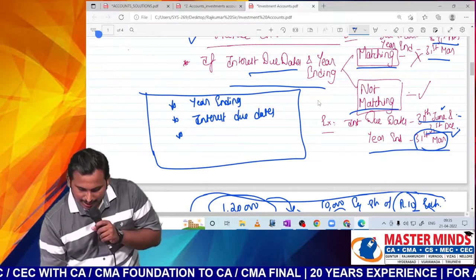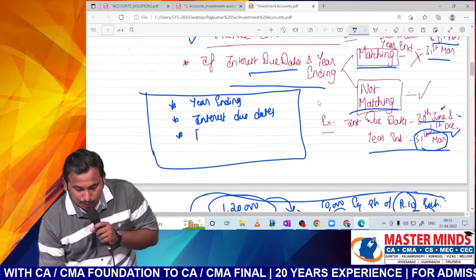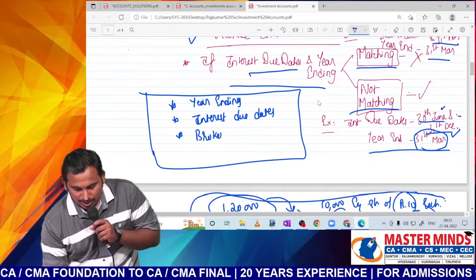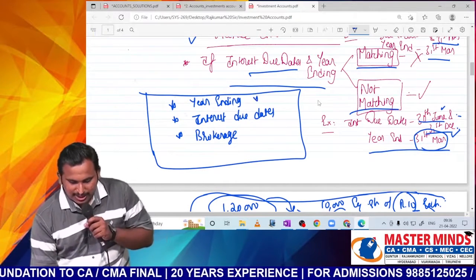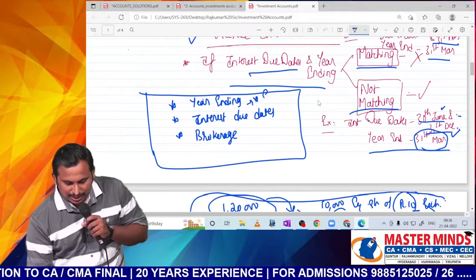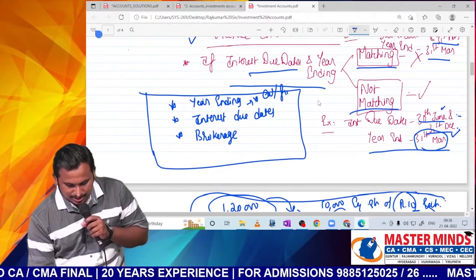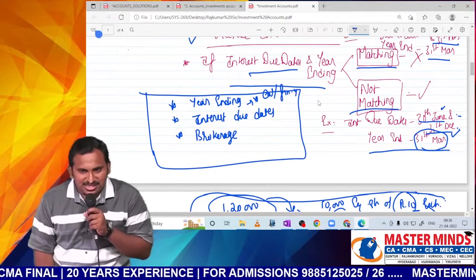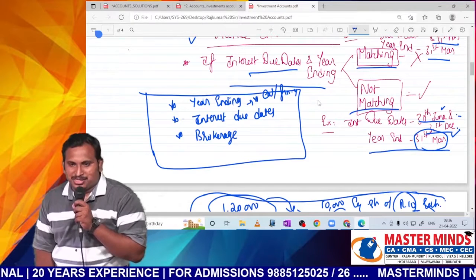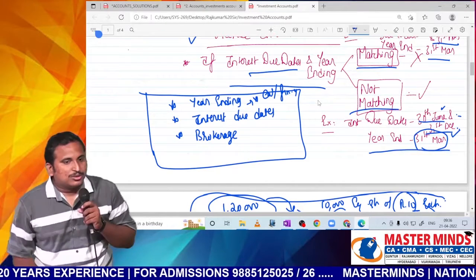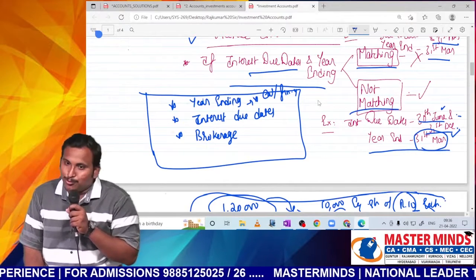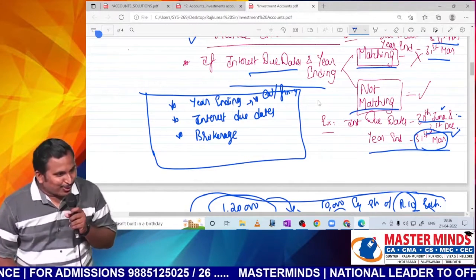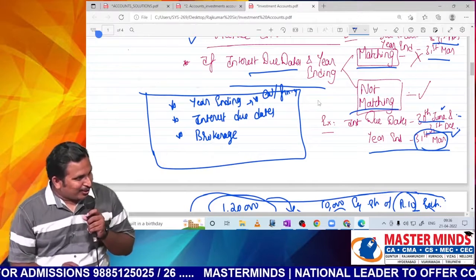Then another thing is, you could observe brokerage. What is the brokerage? So here, when I say year ending, sir, it is along with the calendar year or financial year. So just keep these 3 points in mind, and definitely you will not commit mistakes. Because there are some students who don't look at brokerage and write the entire answer, and suddenly at the end they see brokerage. So just write down brokerage at the beginning only, note it down, sir.